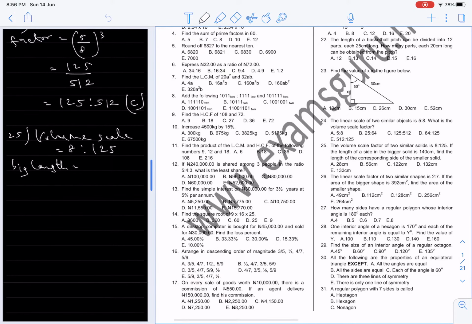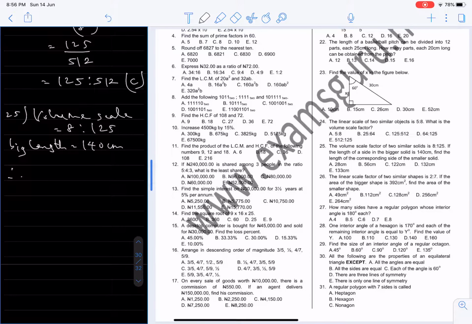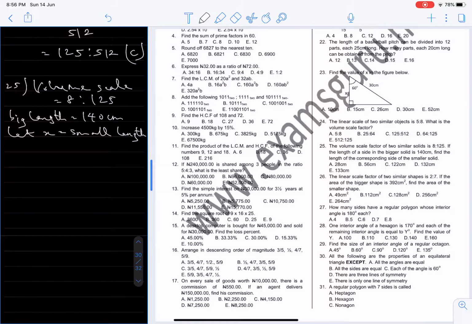Big length equals 140 centimeters. Let x equal small length. That's the length of a side in the small solid. If x is small length, that means ratio x to 140 is going to be ratio 8 to 125.